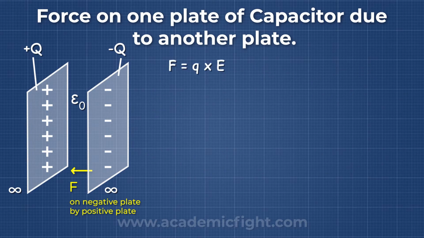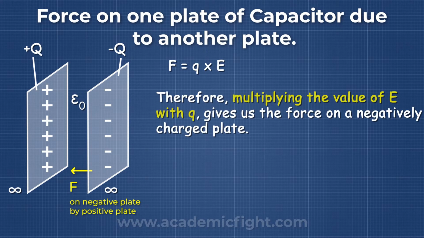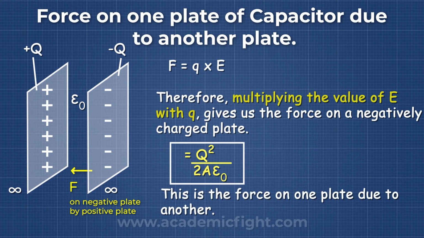Force is equal to Q into E. Therefore, multiplying the value of E with Q gives us the force on the negatively charged plate, which is equal to Q square by 2 epsilon naught. This is the force on one plate due to another.